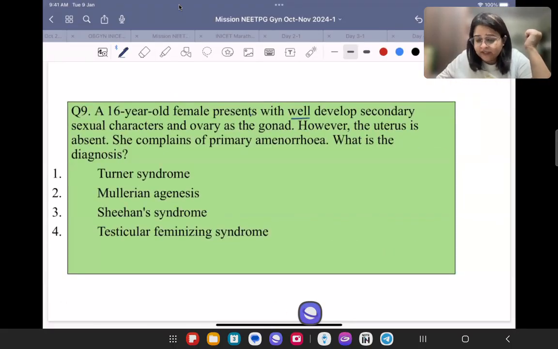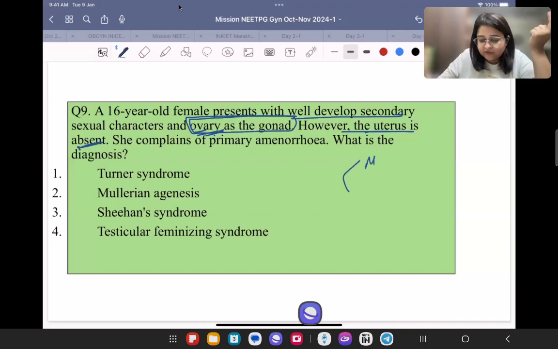16-year-old girl with well-developed secondary sexual characters and ovary as the gonad. However, the uterus is absent. Okay, so they've given you the gonad is the ovary. So whenever the uterus is absent, I told you think of two things, MRKH and AIS. Okay, and to differentiate between them, either the karyotype will be given or a gonadal biopsy. Here they've mentioned that the ovary is the gonad. So this is MRKH syndrome, also called as Mullerian agenesis.